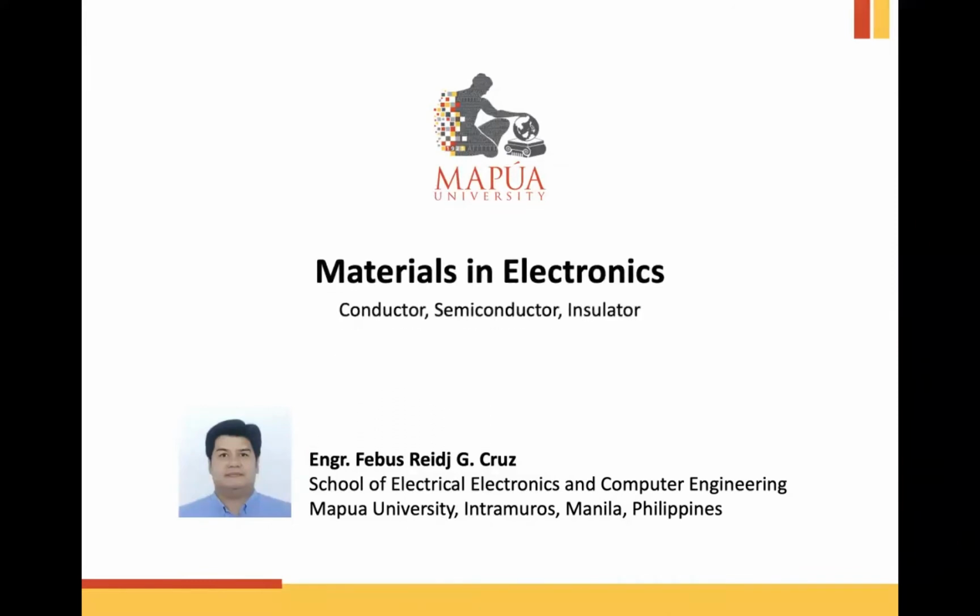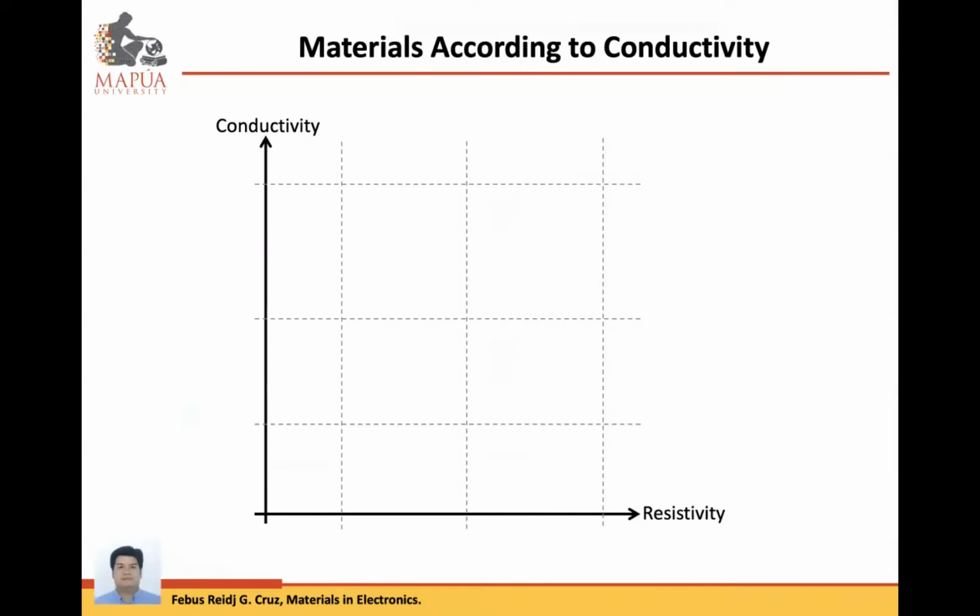Here are the materials in electronics. We can classify materials used in electronics according to their conductivity. We have here a graph showing the conductivity and resistivity. Conductivity is the reciprocal of resistivity and vice versa. The first type of material are conductors, having very high conductivity or low resistivity. Another type would be insulators. These are materials with very low conductivity and very high resistivity. And the materials in between conductors and insulators are referred to as semiconductors.